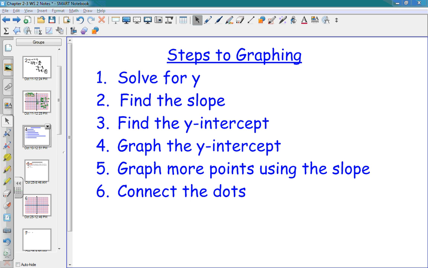Now, an example of what we're doing today. Are we ready?